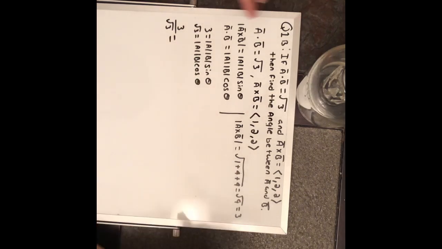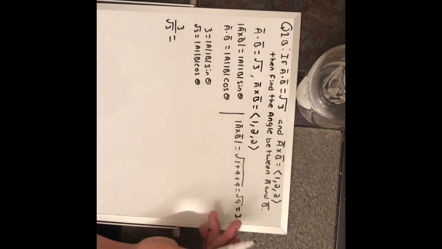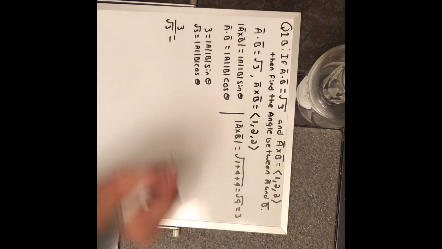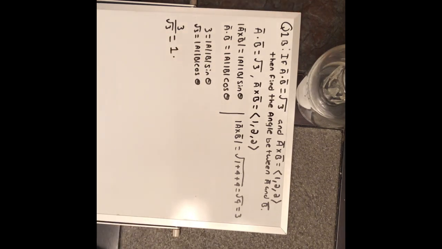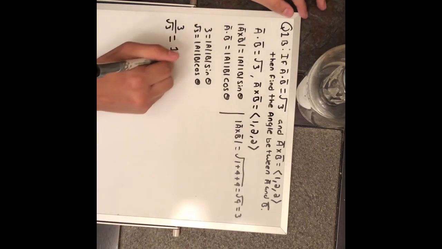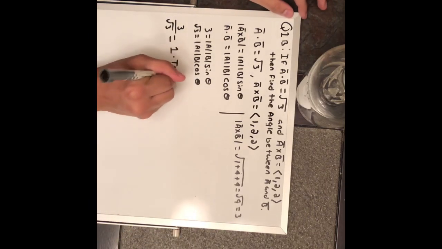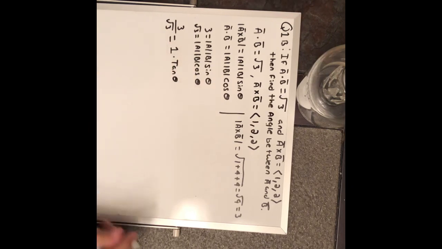so we know that the magnitude of A times the magnitude of B divided by itself would be just 1. So we can write 1 times, and we know that sine divided by cosine is tangent. So we can write tangent theta. And now we can seek to solve for theta.